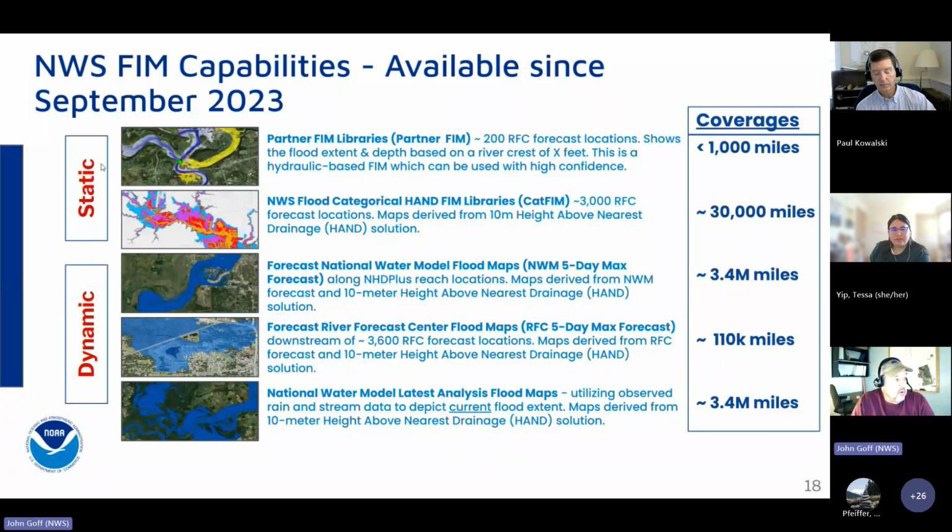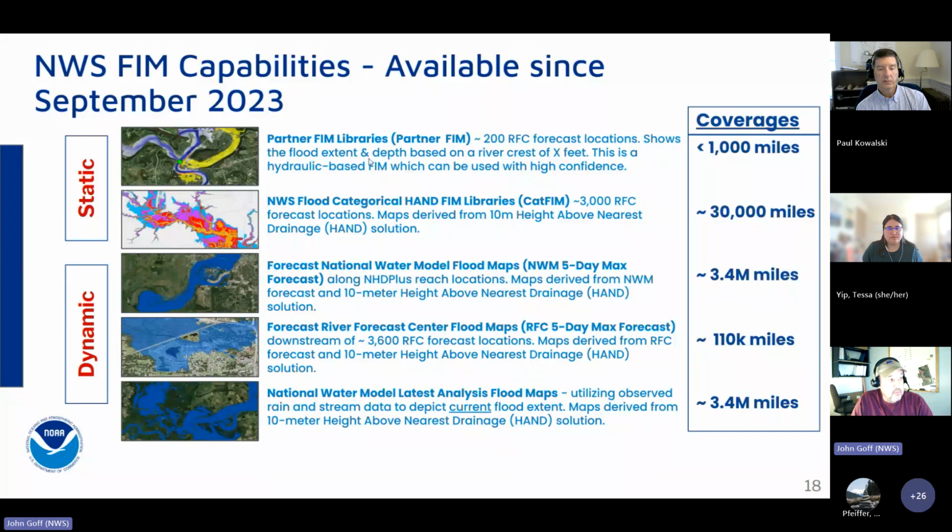So static FIM are FIM libraries that never change, static. They're always there. They don't change unless we physically update them at some point, and then they won't change again until we update them again. There's two flavors of these, and we're going to get into all of these.